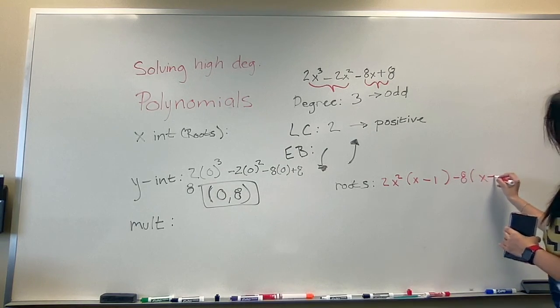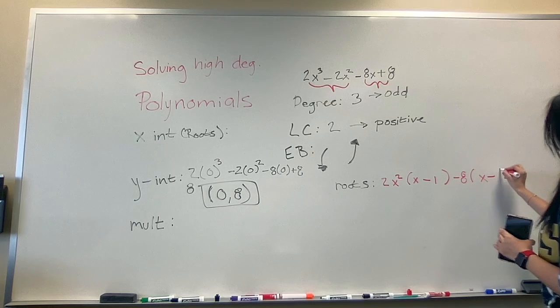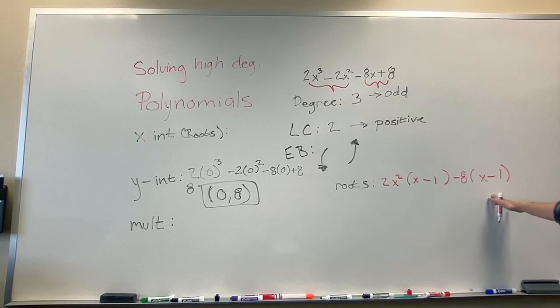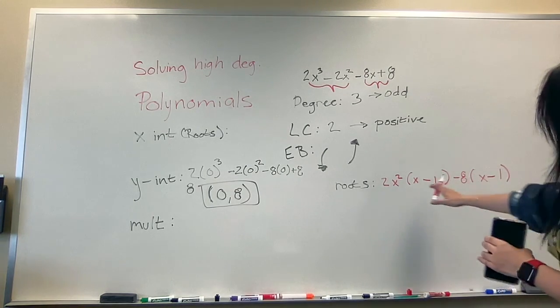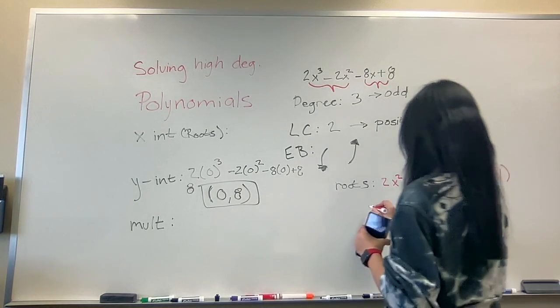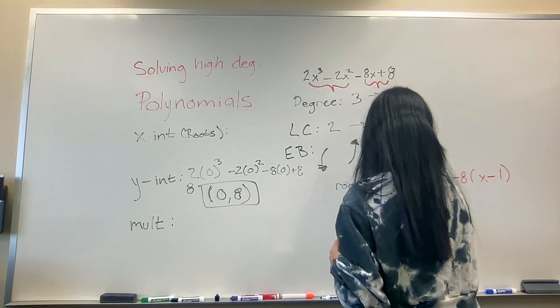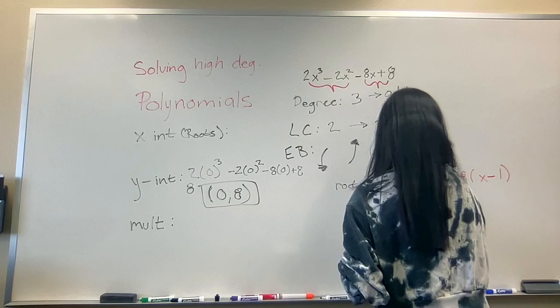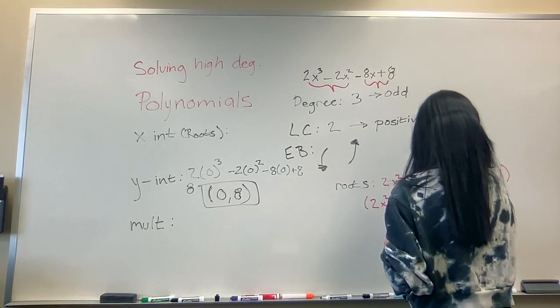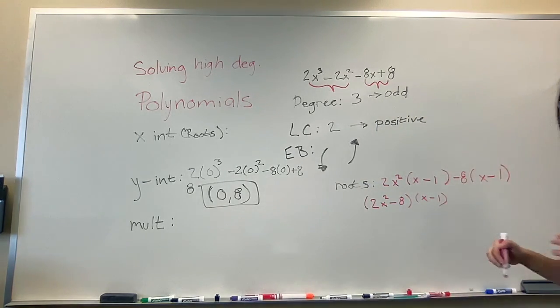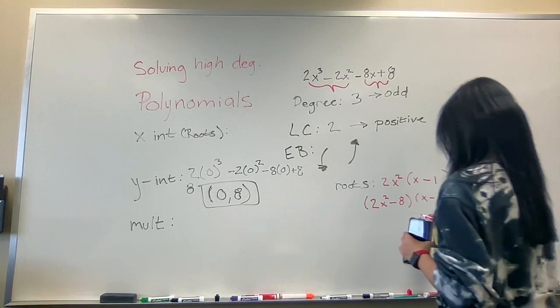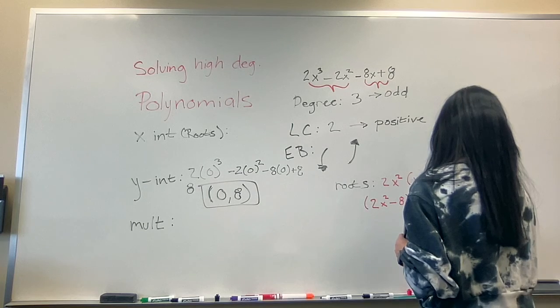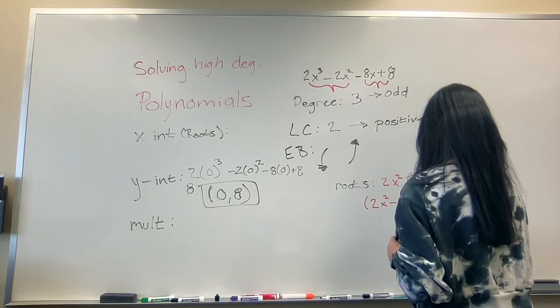parentheses, x, minus 1. Now we have the same pair. So let's minimize it: 2x squared minus 8 and x minus 1. That'll be easier now. x minus 1, that's really easy. Just x equals positive 1. We have one root.